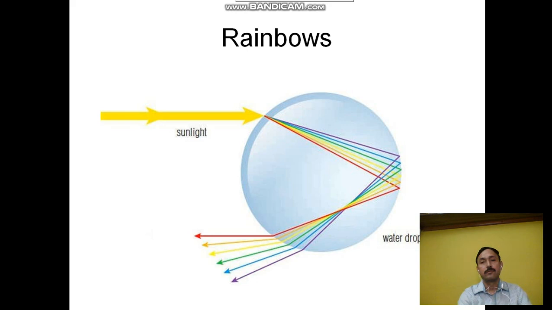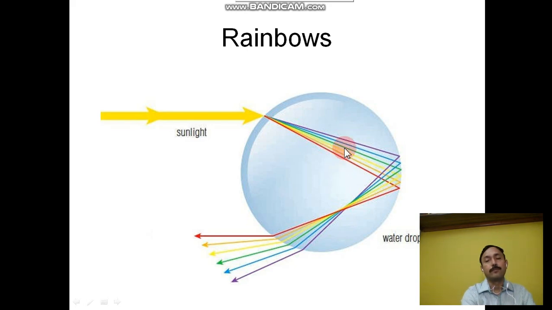How does a rainbow form? Suppose this is a water droplet. Sunlight, that is natural or white light, is falling onto it. Then it is coming to this point. So this is the normal direction. The light splits into several colors, 7 colors.